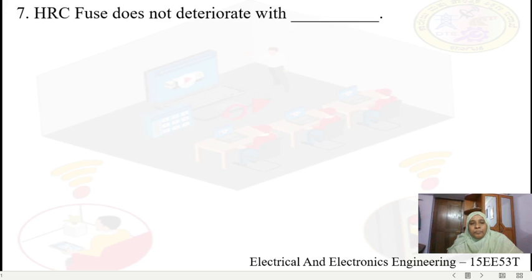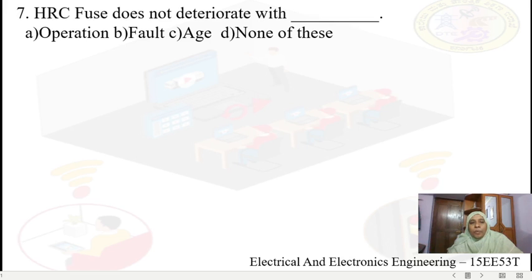Coming to the seventh one, HRC fuse does not deteriorate with option A, operation, option B, fault, option C, age, option D, none of these. So your answer is option C, age. They do not deteriorate with age. That means they do not lose their qualities or standards even when kept for a longer time.